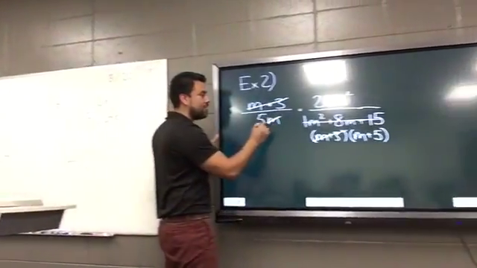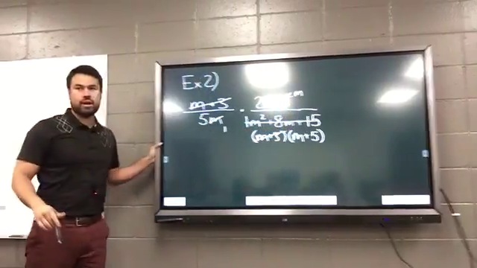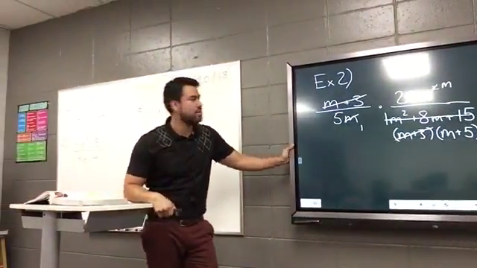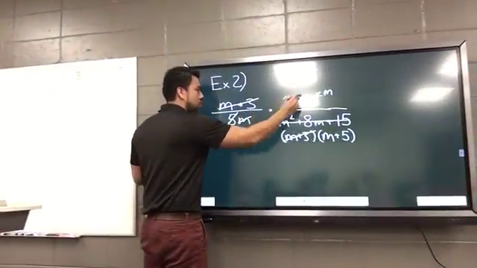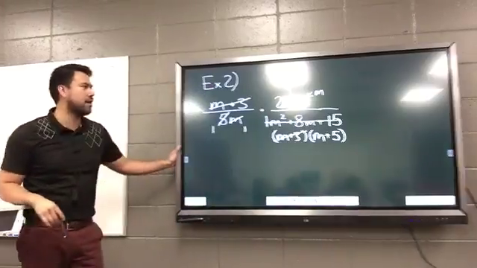M over m, this m and this m, you're going to be left with m over 1. Anything else? Hayes? 5 and 20. 5 goes into 5 once. 5 goes into 20 4 times. Anything else?